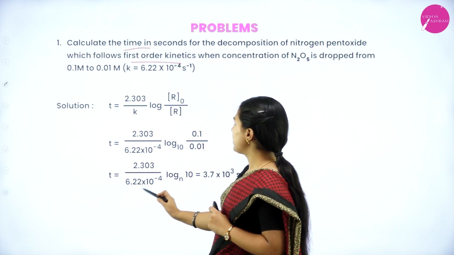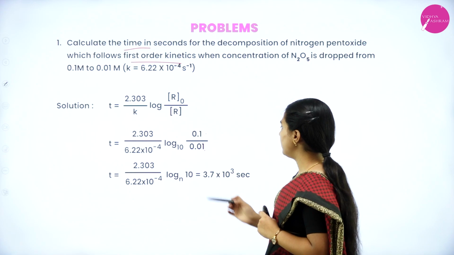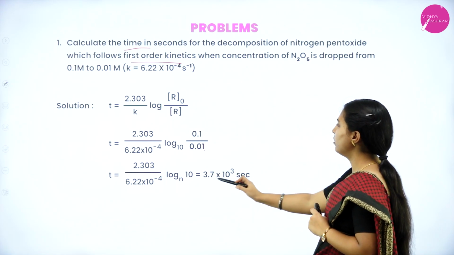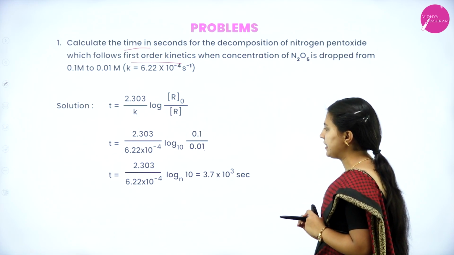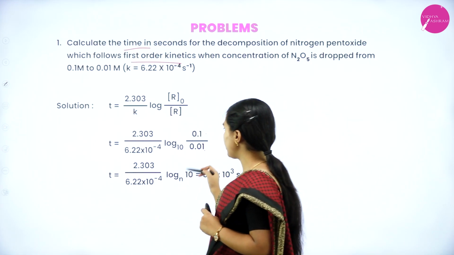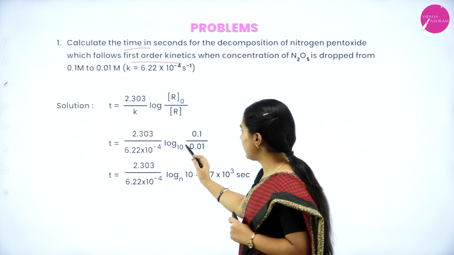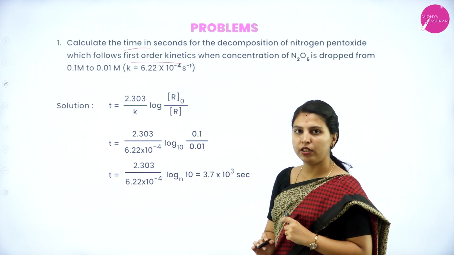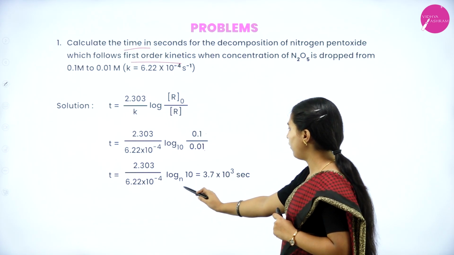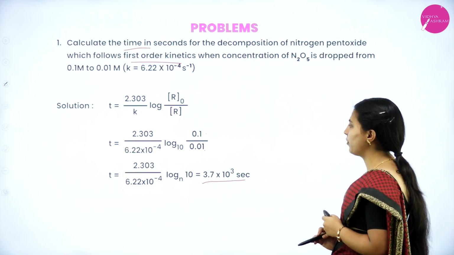2.303 divided by 6.22 into 10 to the power of minus 4, log 10 equals 1, so t equals 3.7 into 10 to the power of 3 seconds. After all simplification, first you have to simplify here and calculate log 10, and then 2.303 by this much. After all calculation, it will become 3.7 into 10 to the power of 3 seconds.